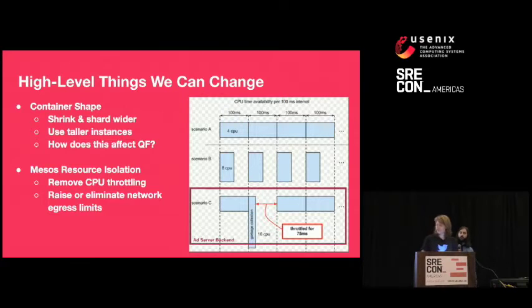Okay, so as we started to approach how to go about testing this, we knew that there were a couple things that we could change at the high level. One category of things we can change is container shape, right? So we can change container shape either by shrinking the container and sharding wider, more horizontally. So that involves reducing the number of CPU per container and increasing the overall number of containers. The other way that we could change container size is to use taller instances. So that is, give each container more CPU and shrink the overall number of instances.